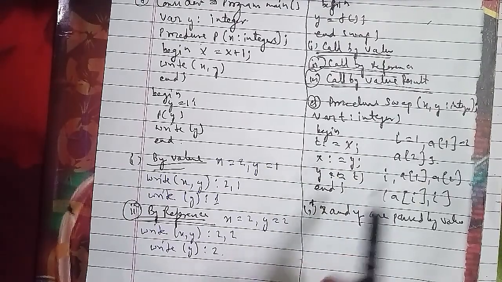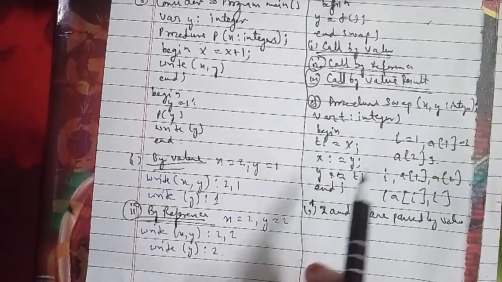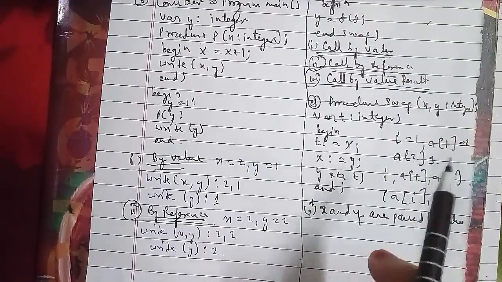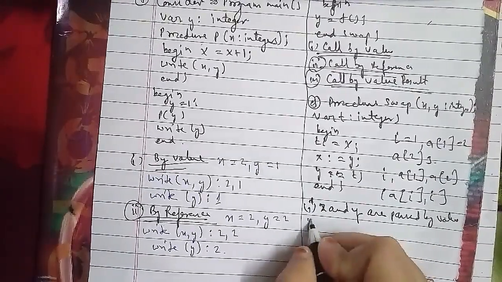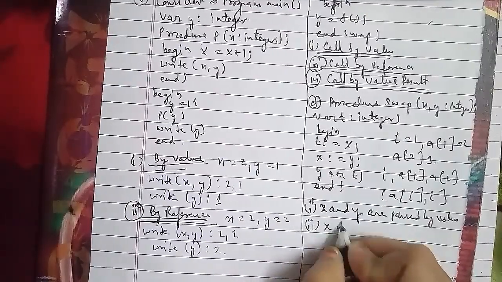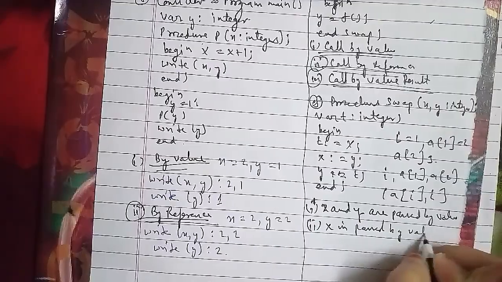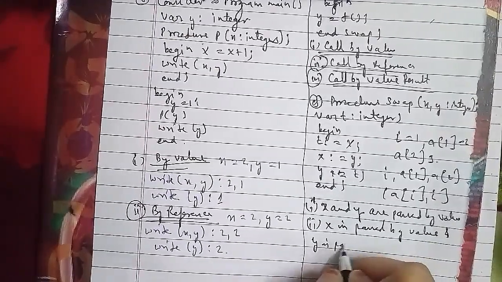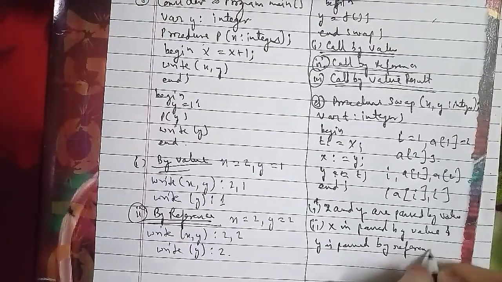The third one we have, and the last one as well, is where x and y are passed by reference. In this, in call by reference, the values will be a of I equals to 1 and I equals to 2 here in the third one.